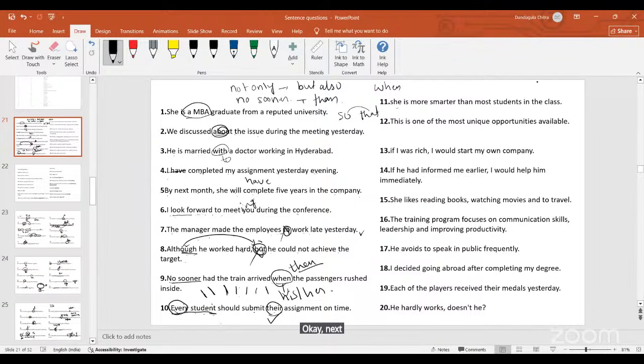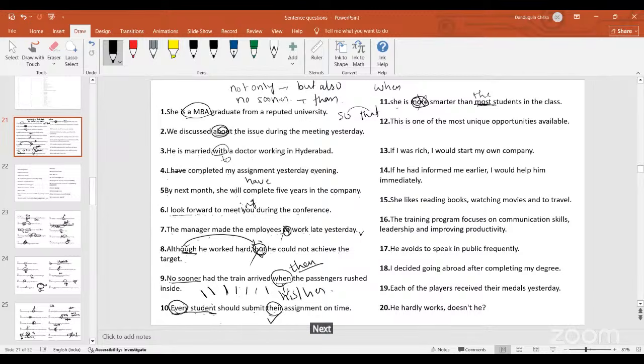She is more smarter than most students in the class. She is smarter than most students in the class. Yes, simply smarter. You can remove this. Okay, here one more thing that is missed. What is that? Other students in the class. Here, what is there? Most is there, right? Before most, before superlative, the most. She is smarter than the most students in the class is right.